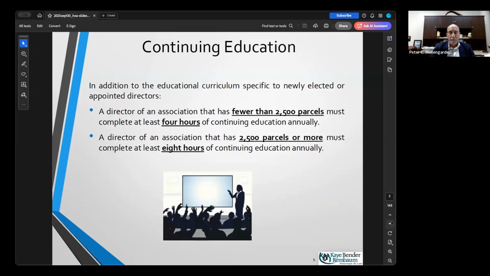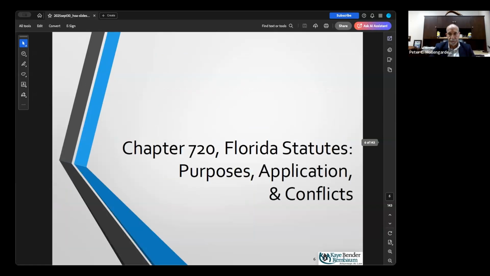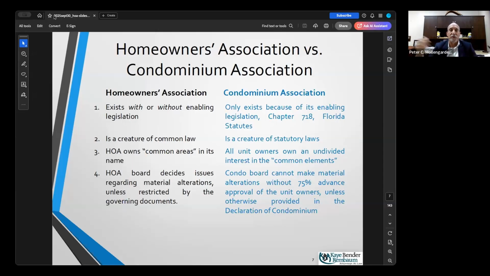Okay. In addition to what we just talked about, having to take this course, if your association has fewer than 2,500 parcels, so that's lots, fewer than 2,500 lots, then the director, in addition to what we're doing today, has to complete 4 hours of continuing education annually. If the association has 2,500 or more lots, then you have to complete 8 hours of continuing education every year.